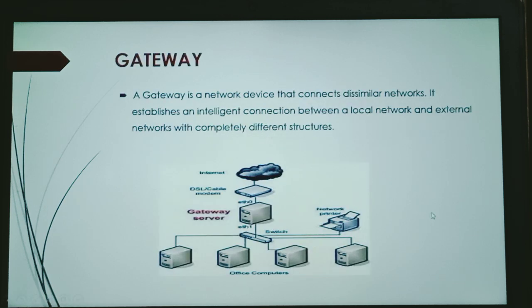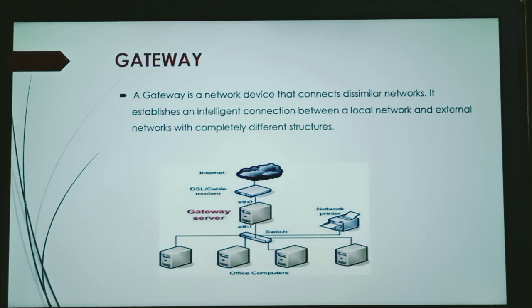Now the last device, children, is a gateway. A gateway is a network device that connects dissimilar networks. Now what is the meaning of dissimilar network? Dissimilar networks are the networks which are based on different protocols. It is not only the protocols that can be different, they can be of different architectures also. Two networks which are of totally different architectures can be connected with the help of a gateway.